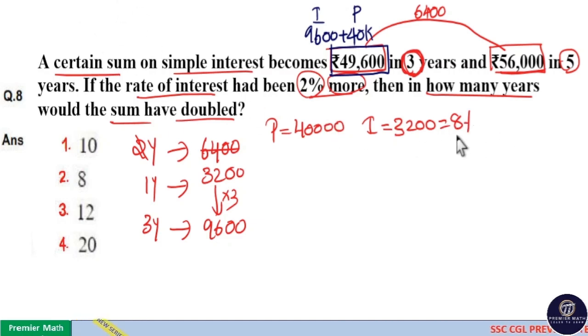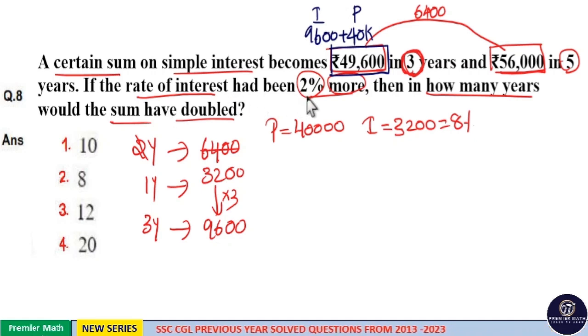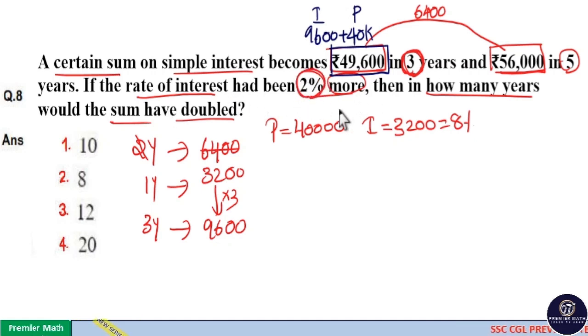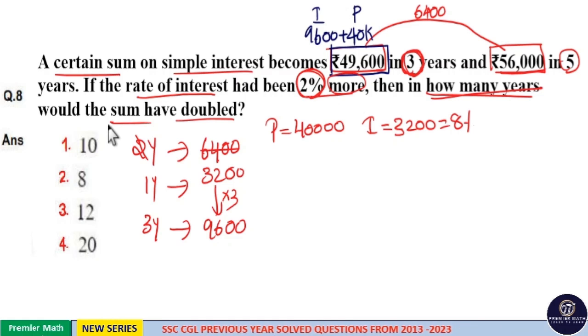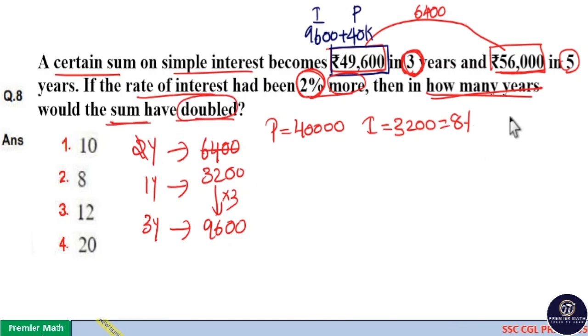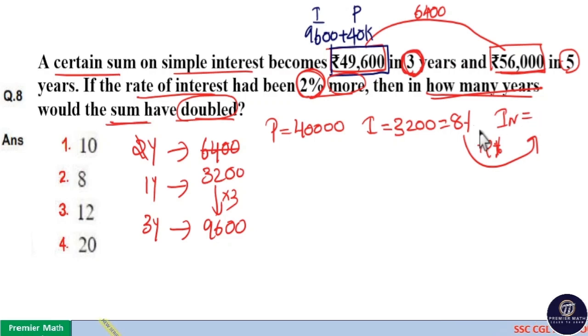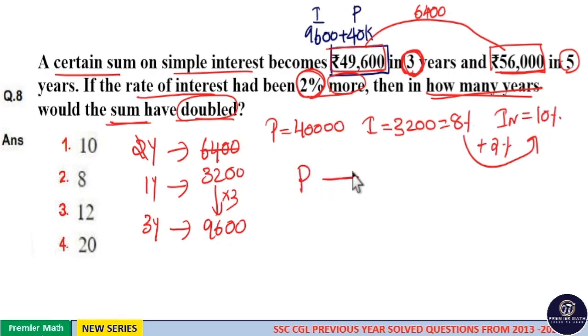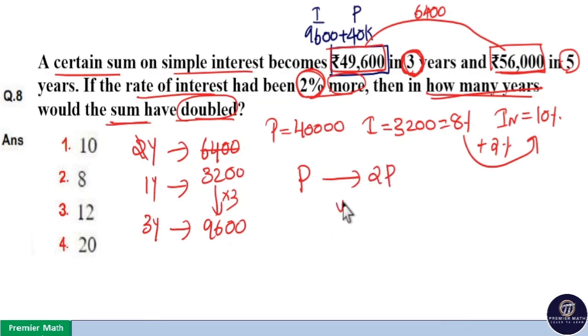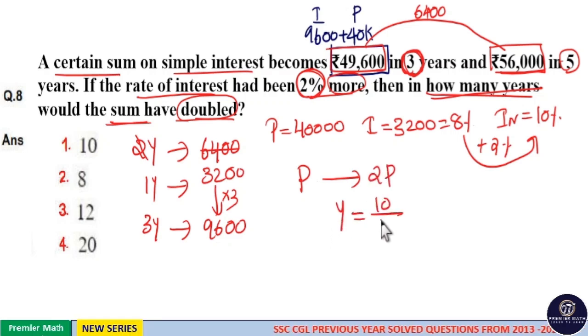So interest is equal to 8% for 1 year. Now, the question says if the interest increased to 2% more, then in how many years would the sum have been doubled? That is, here interest increased to 2% more. That is, new interest is equal to 8 plus 2, 10%. Here sum is equal to P. So this P will become 2P in Y years at the rate of 10% per annum.